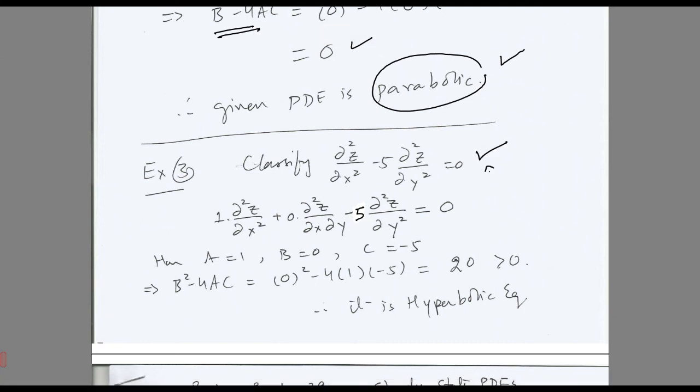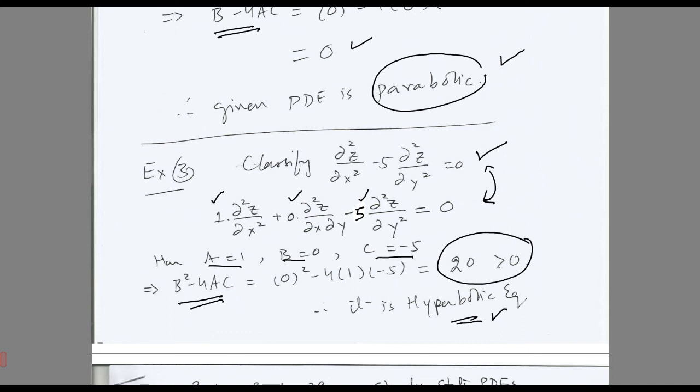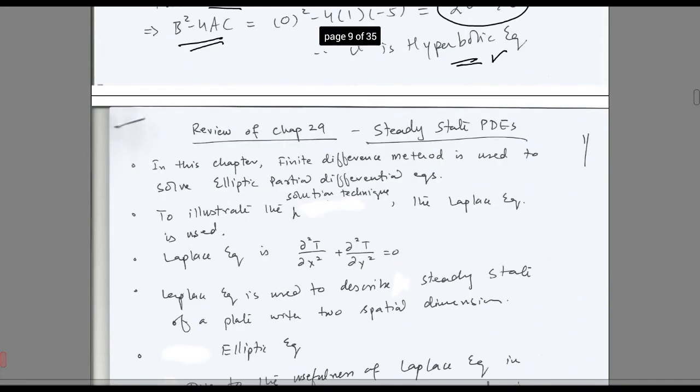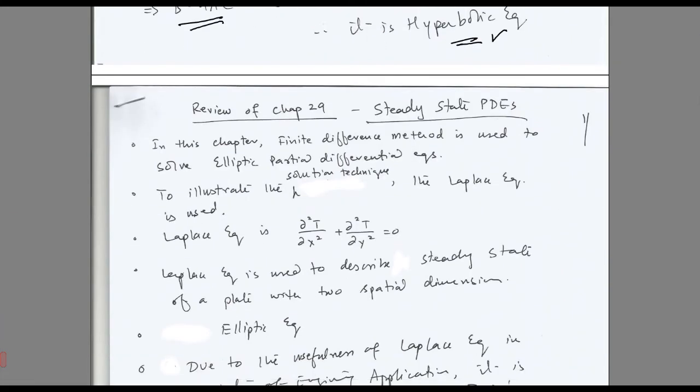We just rearrange them so that we have 1, 0, 5 for A, B, C respectively. We calculate the B square minus 4AC, which turns out to be 20, which is greater than 0. So this is hyperbolic. Next we will review chapter 29, steady state partial differential equation.